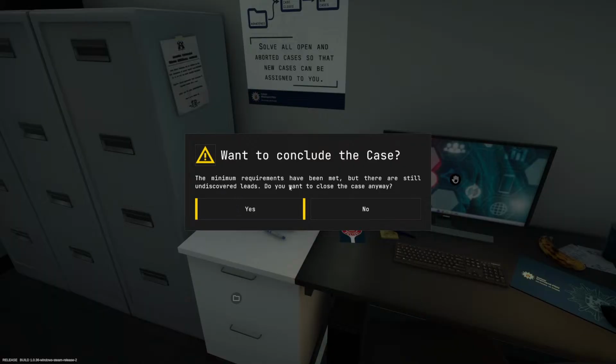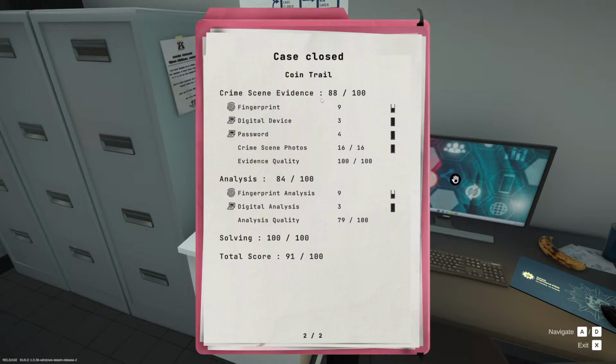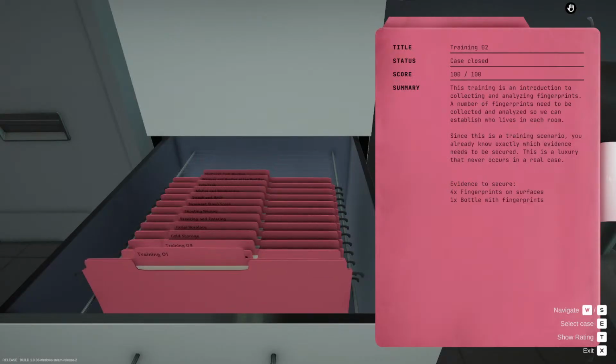Okay. The minimum requirement has been met, but there are still undiscovered leads. Do you want to close the case anyways? I mean, we caught the person, so we'll close the case. We got a 91. So what do we miss here? I guess our analysis? Our analysis quality of the fingerprints, I guess. Whatever. I still caught the bad guy, didn't I?